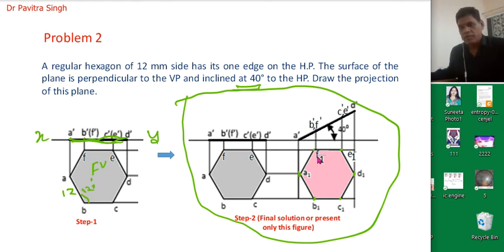So now we have six points A1, B1, C1, D1, E1, F1. This is the top view of this plane, which is inclined 40 degrees with the horizontal plane. This is the final answer of this problem. You need not draw this figure, because I have drawn this partly step by step. So this is your complete answer.